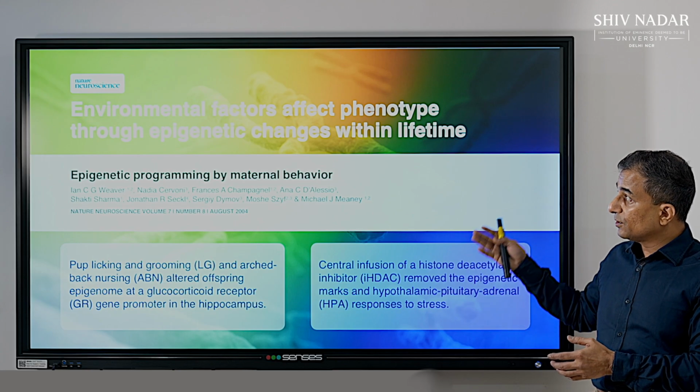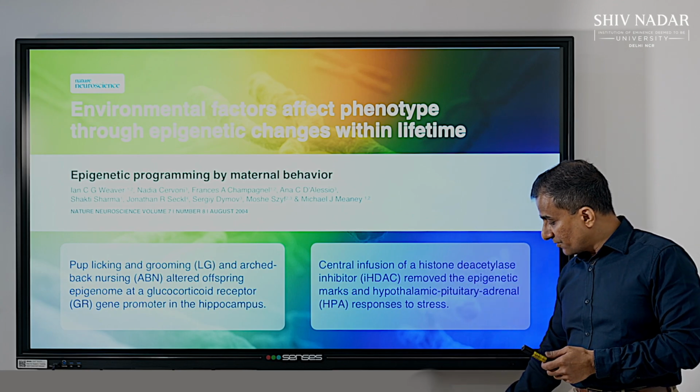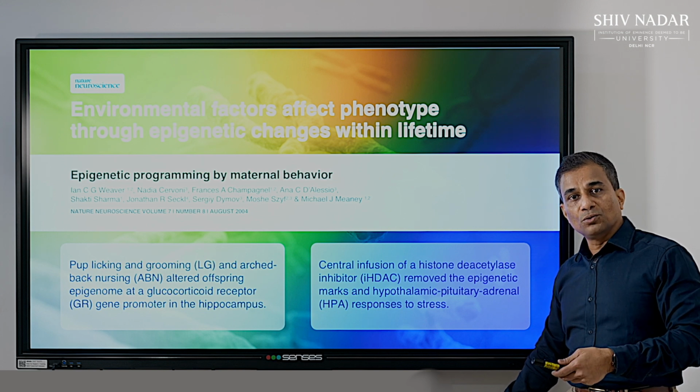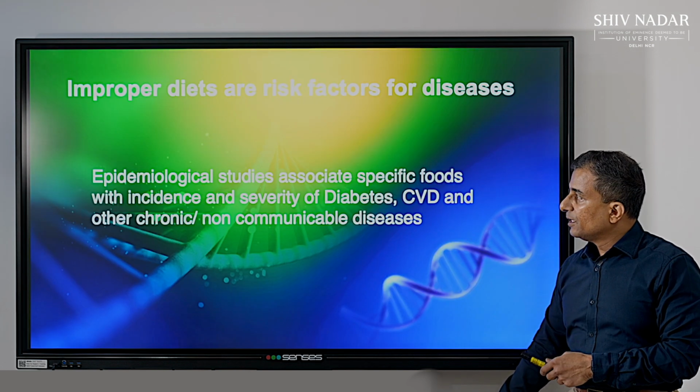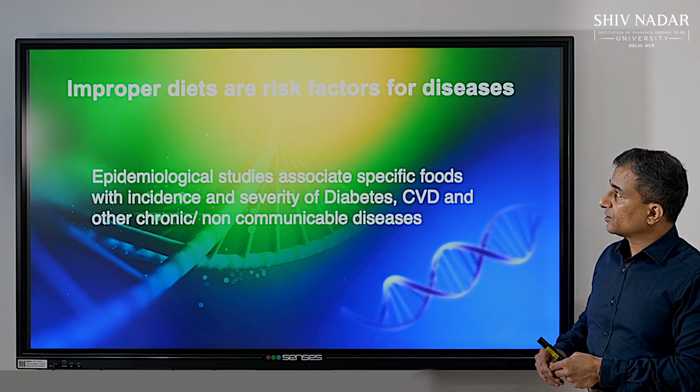So we are actually studying the role of behavior at a molecular level to show how it changes the gene circuitry, which can give rise to a completely different phenotype for not just the same generation, but also the next generation. So that's the transgenerational aspects.